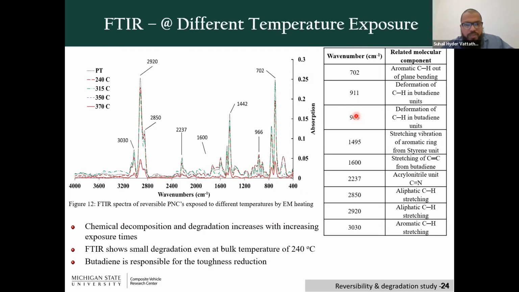And here are the FTIR spectra, where you can clearly see that by the time you go to very high temperatures, you see a drop in all the peaks. In other words, you are losing the polymers which are responsible for the mechanical properties. The red line that denotes 370C shows a huge degradation with respect to all the peaks.